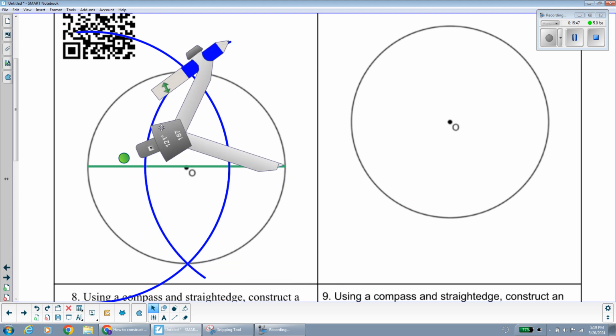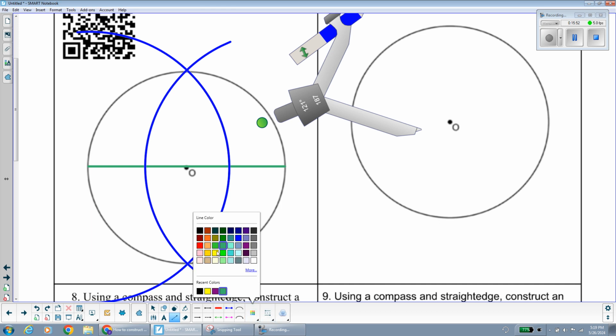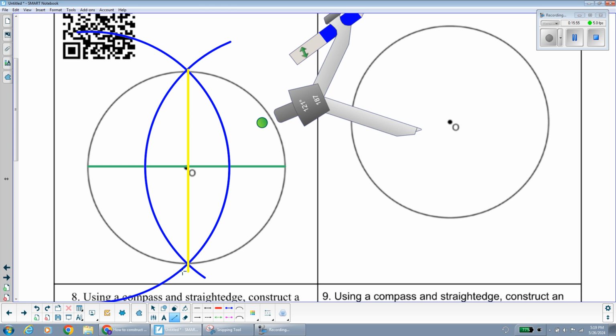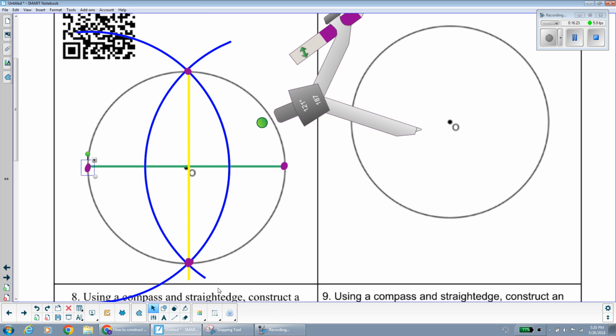Arc below, arc above, and then we're gonna get our straight edge again, and we're just gonna connect through those intersection points. And there is our perpendicular bisector of the diameter in yellow. Do you see the square? All we need to do is connect these points together, and there's our square. I'll do this in red. Oh no. There we go.